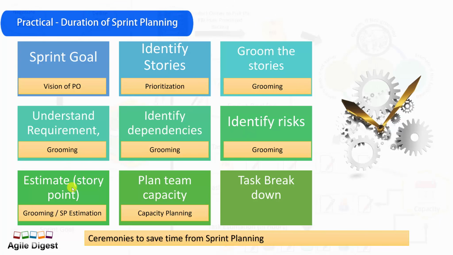And then capacity. Before sprint planning, the Scrum Master and the team can spend half an hour to define the capacity of the team, so that we don't need to spend time on it within the sprint planning duration.